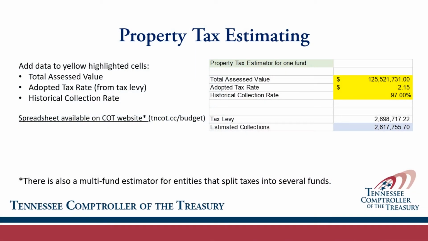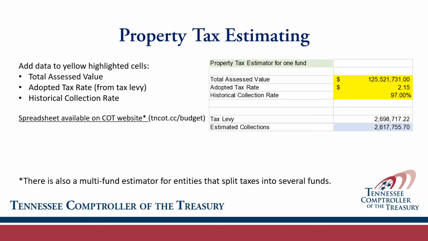So here's a snip of the property tax component of our new estimator tool. And now that you've collected those items, we're going to go ahead and estimate your taxes. The basic equation is total assessed value, which we got from that tax aggregate report that I described in the prior slide, divided by 100 and then multiplied by the tax rate. And then once you have that number, you multiply it by your historic collections.